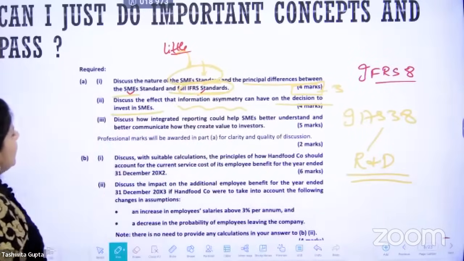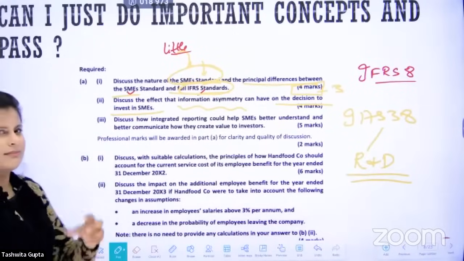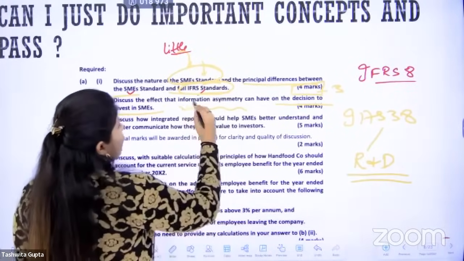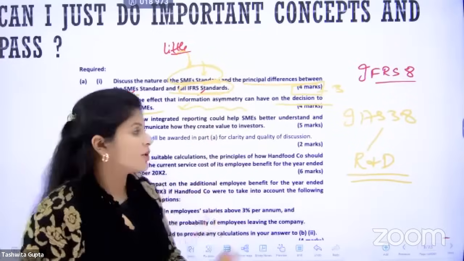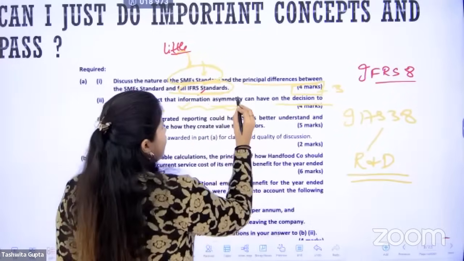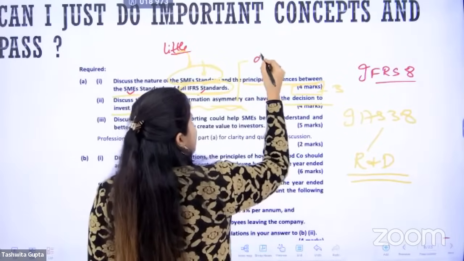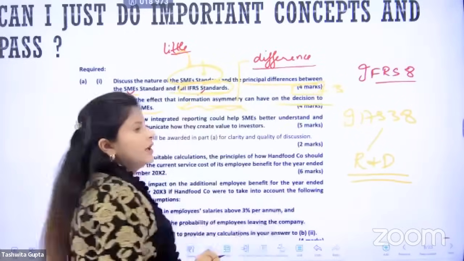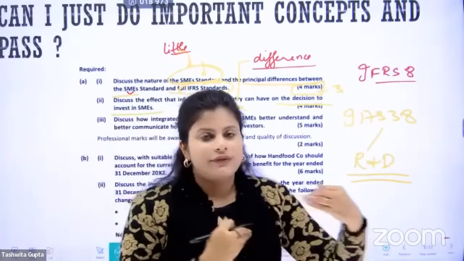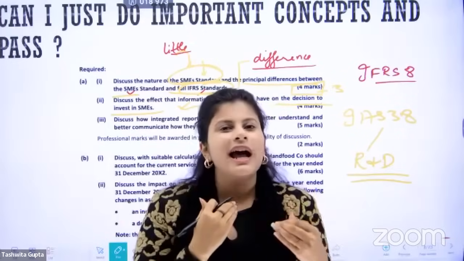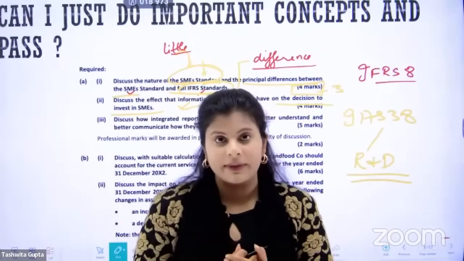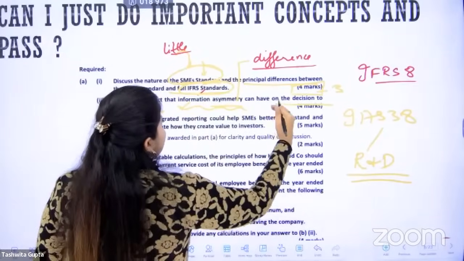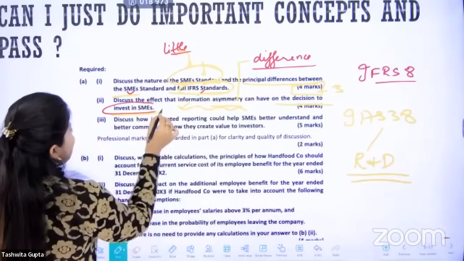If I was you, I would have read it again. Discuss. So I have to talk about it. Information asymmetry. You all know what information is. I'm not going to explain what information is. What is asymmetry? Difference. What I know versus what you know. Right? That's an asymmetry. What I know is different and what you know is different. So we both have different sets of information. So what effect can information asymmetry have on the decision to invest in SMEs?